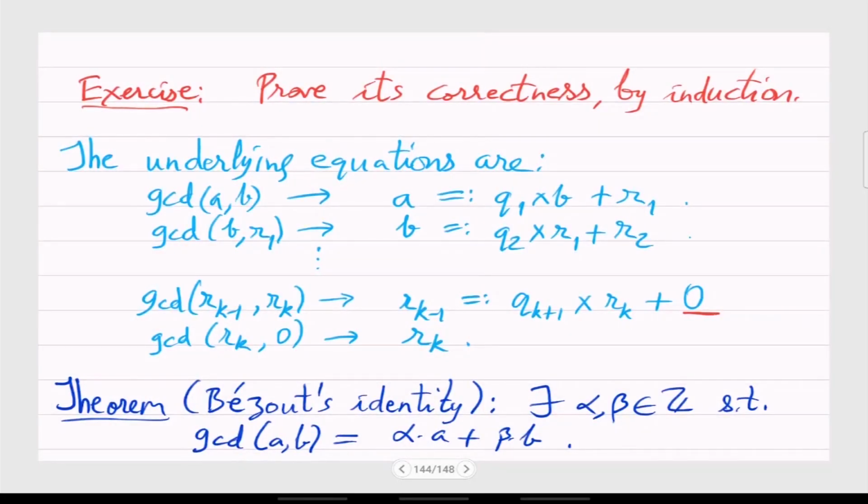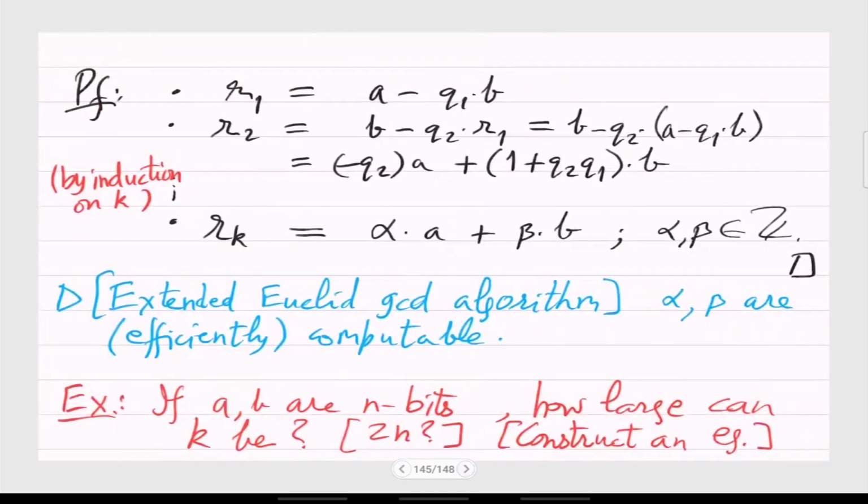Now based on this algorithm, you immediately get something highly non-trivial, which is that the GCD is an integral linear combination of a and b. And so this is the extended Euclid GCD implementation of the algorithm.